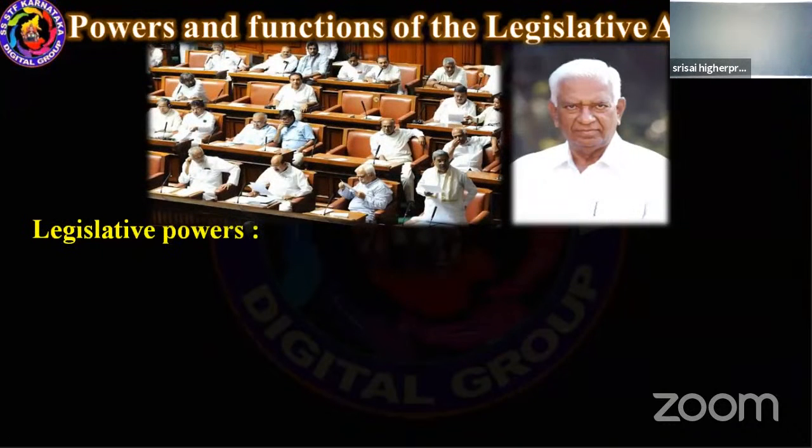Okay, powers and functions of the legislative assembly. These we will discuss tomorrow. Time is over. Therefore, these powers and functions of the legislative assembly we will discuss in the next class.